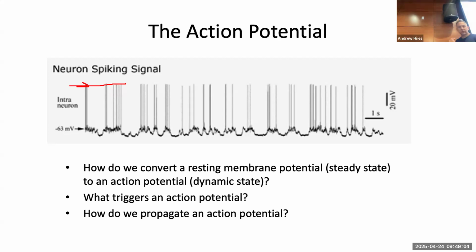And so we need to understand, how are we going to get these variations? How do we get these small variations, these graded potential changes? And how do we get these spikes, these action potentials? What triggers those action potentials? Ultimately, how do these get sent down an axon?